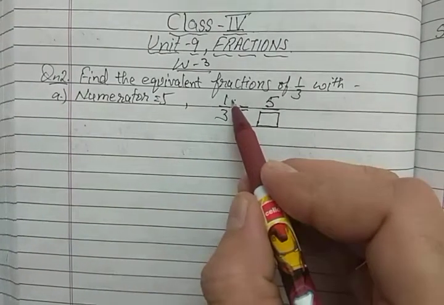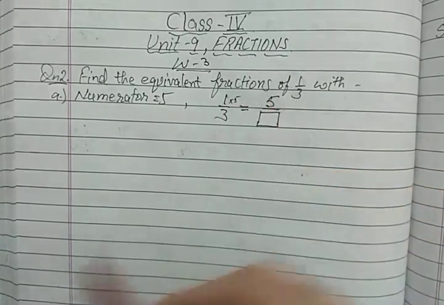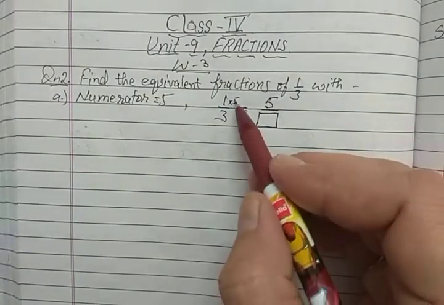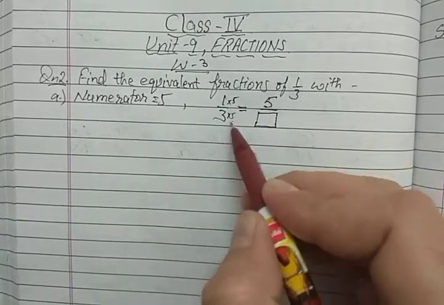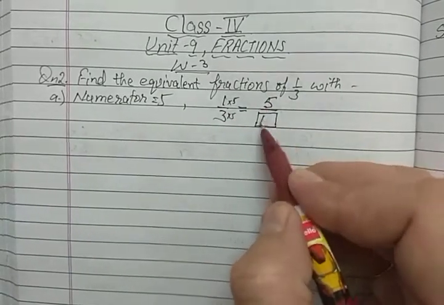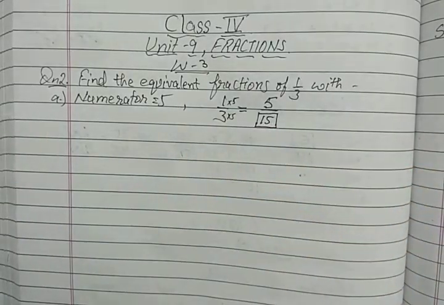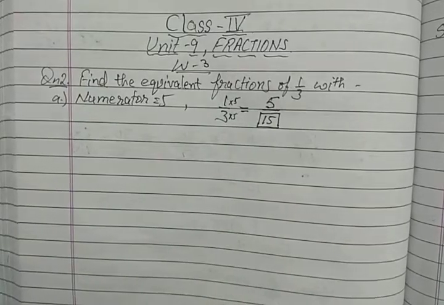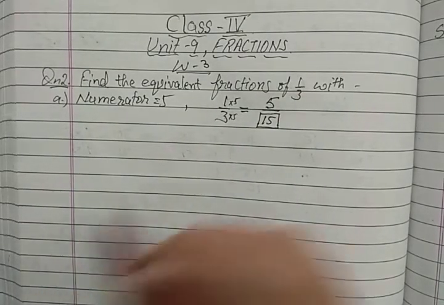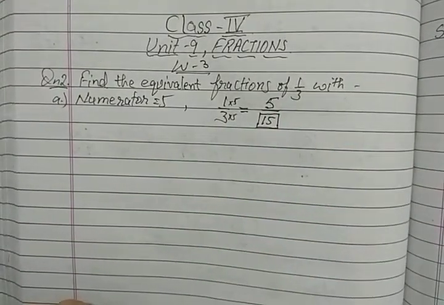So we recited the table of 1 till 5, 1 5s are 5. In the same way we have to multiply the denominator by the same number, that is by 5. So what will come? 3 5s are 15. So what is the equivalent fraction of 1 upon 3? That is 5 upon 15. So this is the answer.